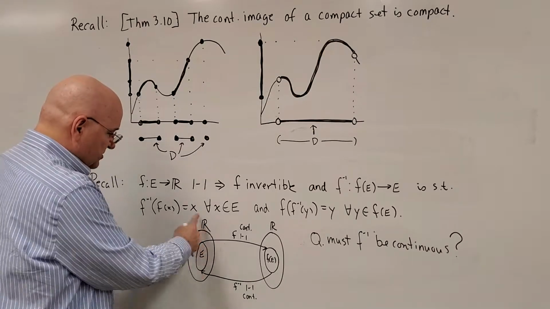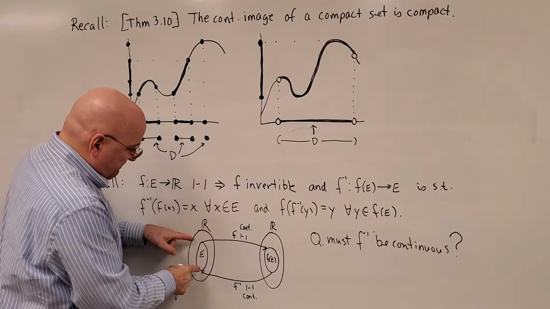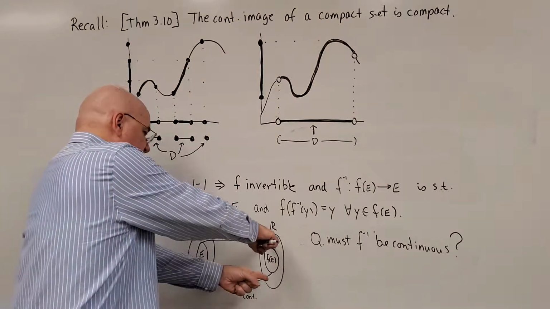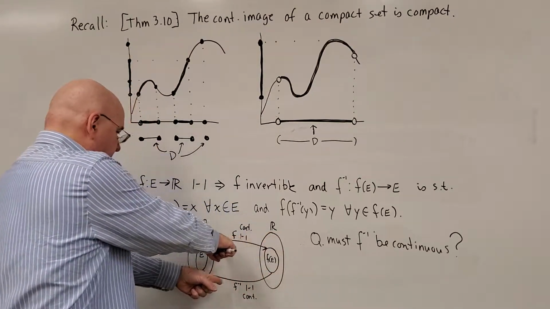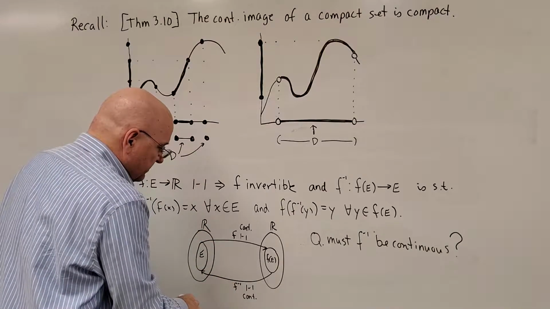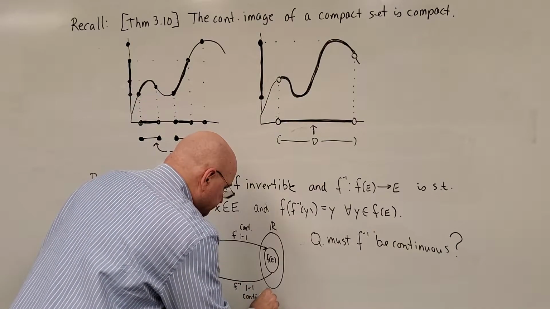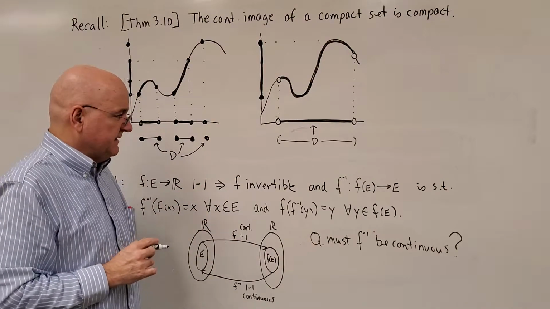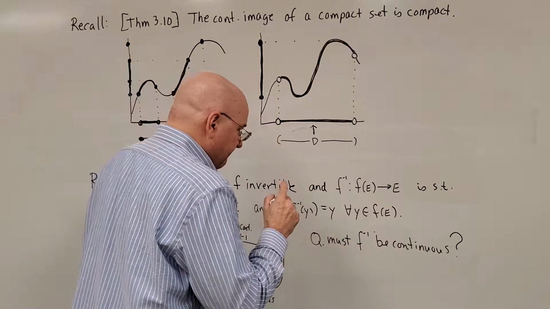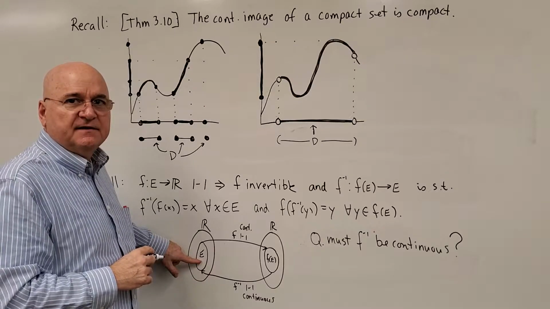Here it is graphically. Here's R. Here's the set E. F is continuous and one-to-one, and it maps all of these numbers into f of E. The inverse function starts at f of E and maps everything back into E. And the question is, does f inverse have to be continuous? No, it does not. Must f inverse be continuous? No, but it must be if E is compact. And we'll see that in the next video.